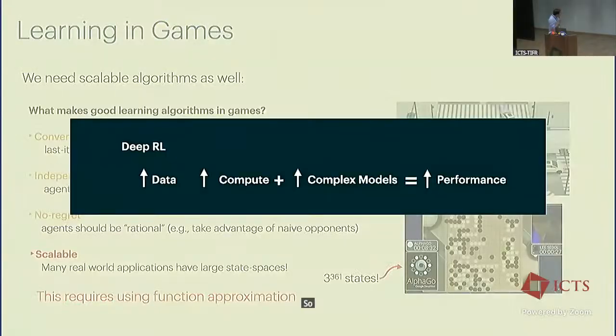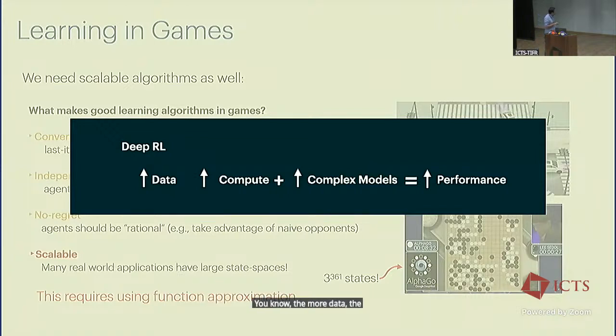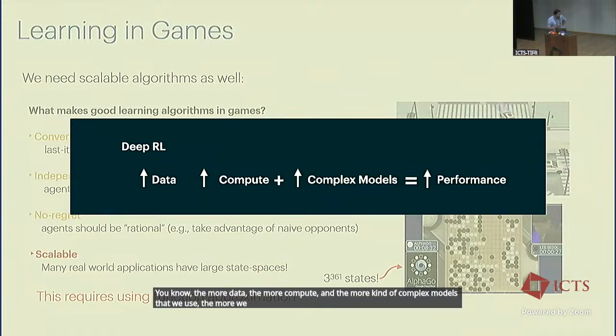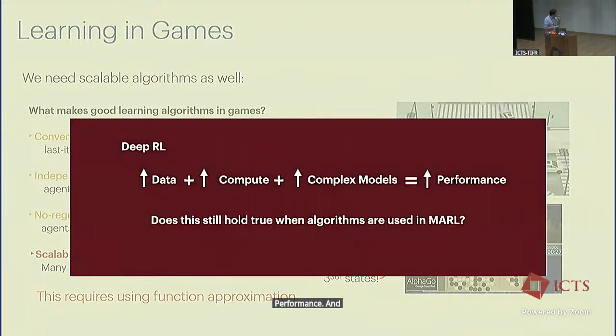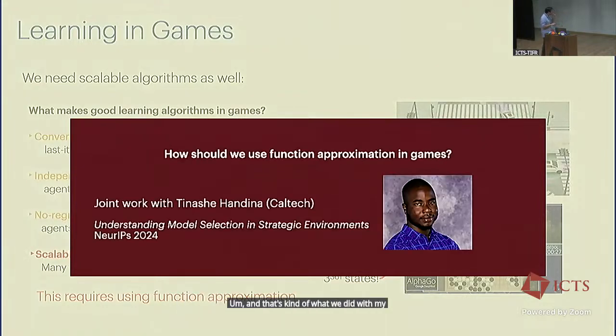So, in deep reinforcement learning, we've seen this pattern over and over again that the more data, the more compute, and the more complex models that we use, the more we can increase performance. And we could ask if this is still true in multi-agent reinforcement learning. And that's what we did with my student at Caltech, Tinashe.